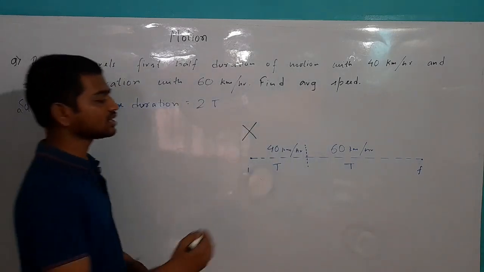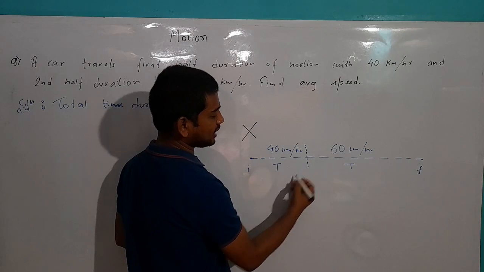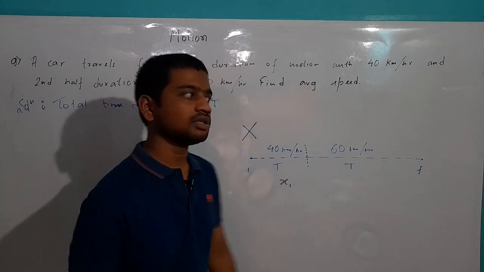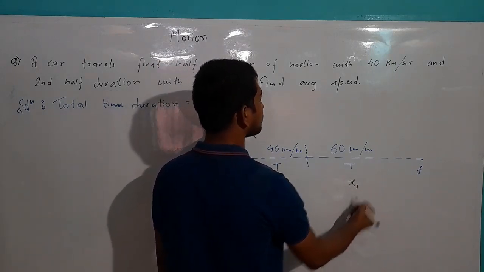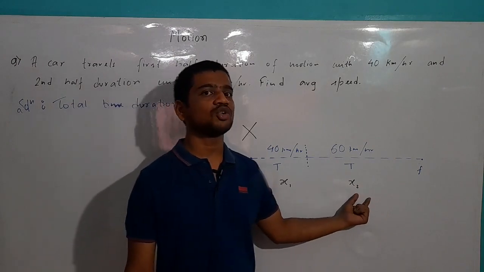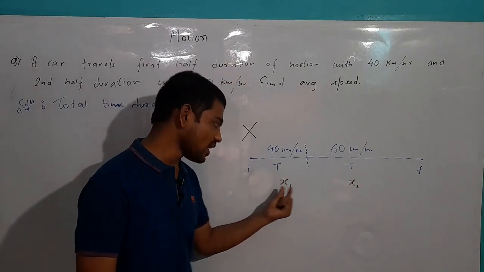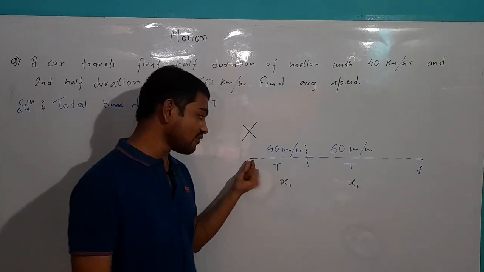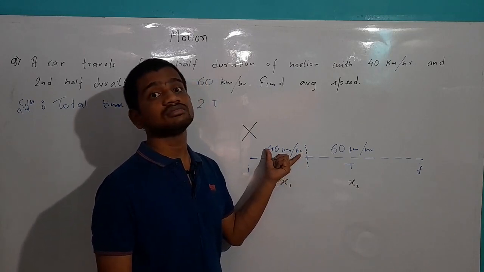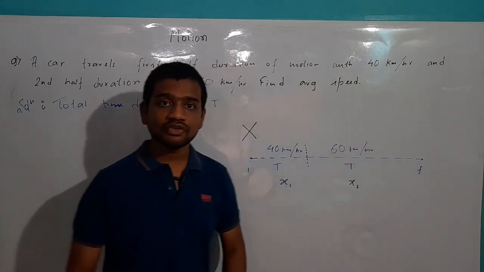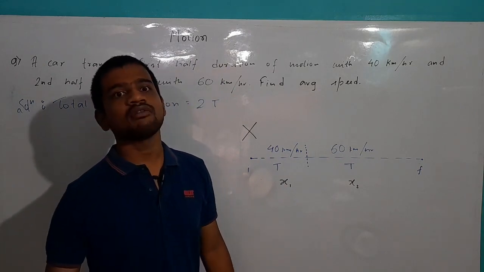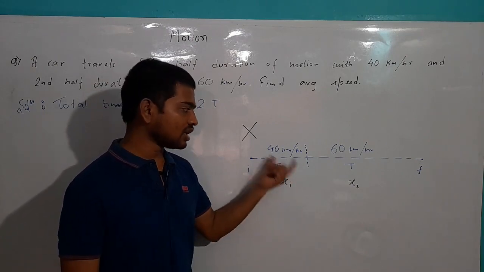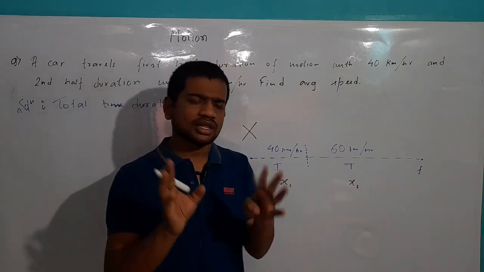Suppose the distance from the initial point to this intermediate point be x1, and from this intermediate point to the final point be x2. Now some people must be wondering, sir, why x1 is not equal to x2? Time is the same, so why is the distance not the same? First of all, obviously time is the same, but he is traveling here with a different speed, and in this region with another speed. Suppose you're traveling for 1 hour with 40 km per hour. What distance will you travel?